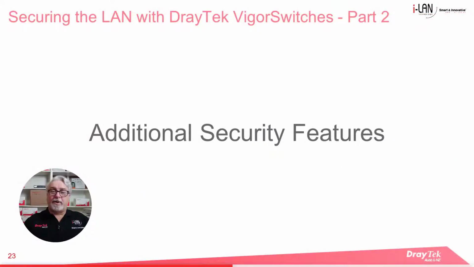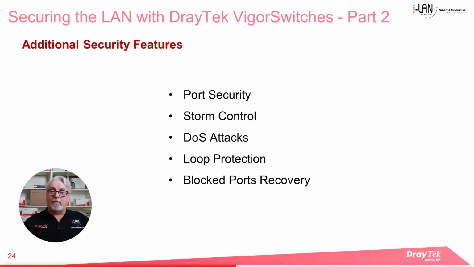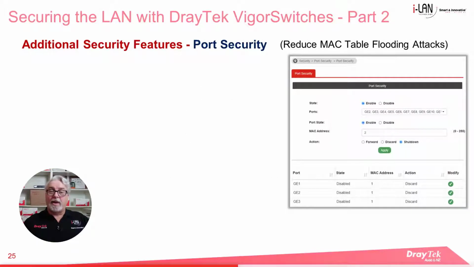I'll now go through some additional security features that can be used if you want to strengthen your network. The features that can be used are port security, storm control, DOS attacks, loop protection, and blocked ports recovery. If you have a situation where anyone can walk into a conference room and plug in their own device, they may have access to company resources, so port security will be important here.